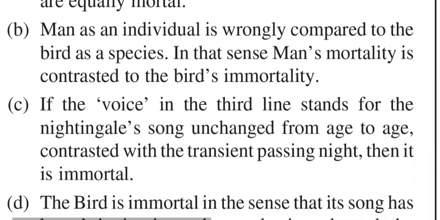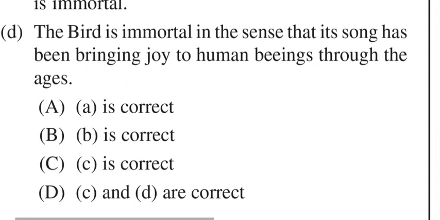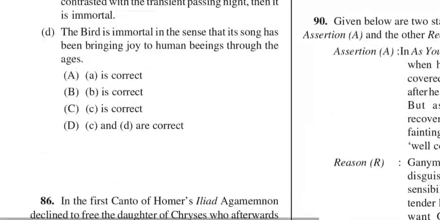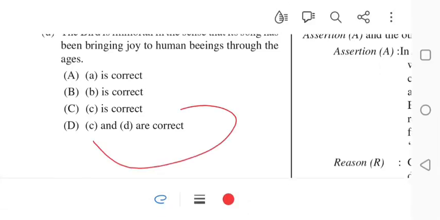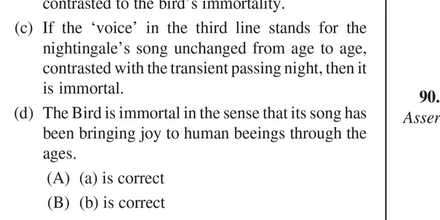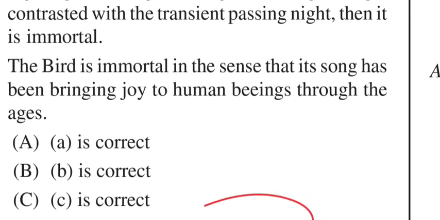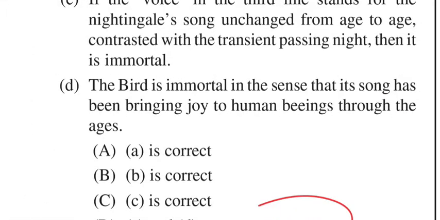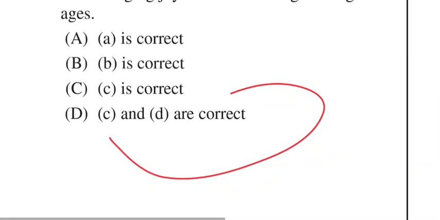This is the A option, this is the B option, this is the C option, this is the D option. A is correct, B is correct, C is correct, C and D are correct. So I will tell you the correct answer. The correct answer of 85 is D. That means C and D are correct. C and D: if the voice in the third line stands for the nightingale song, unchanged from age to age, contrasts with the transient passing night, then it is immortal. And then D, the bird is immortal in the sense that its song has been bringing joy to human beings. Here, in B, it's a spelling error or printing error.